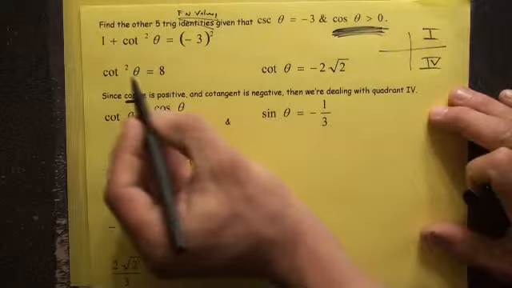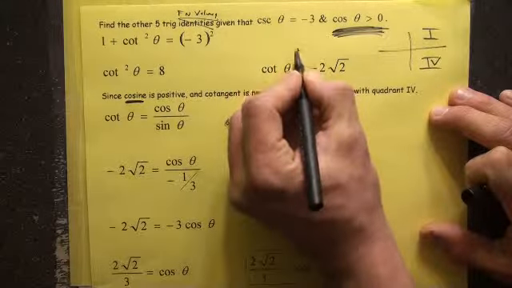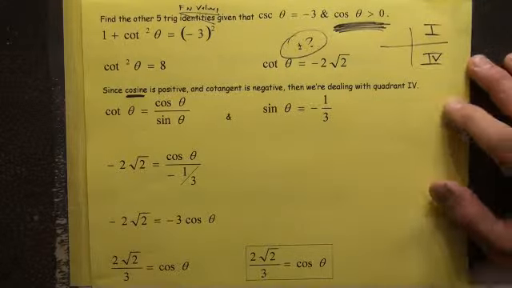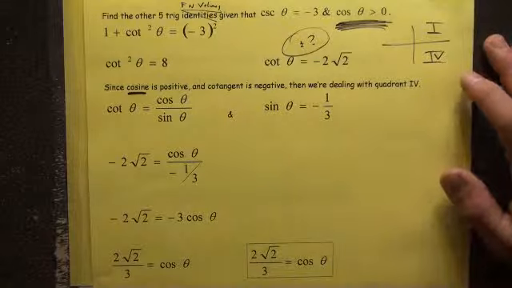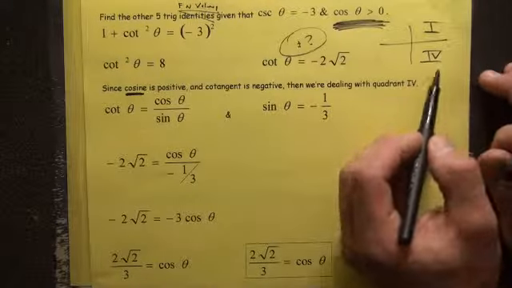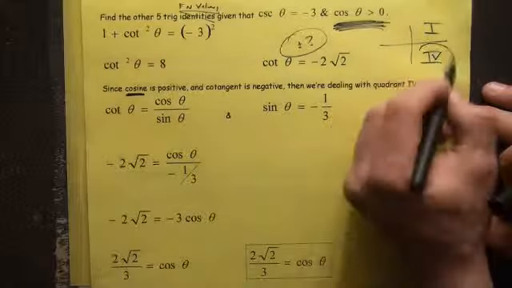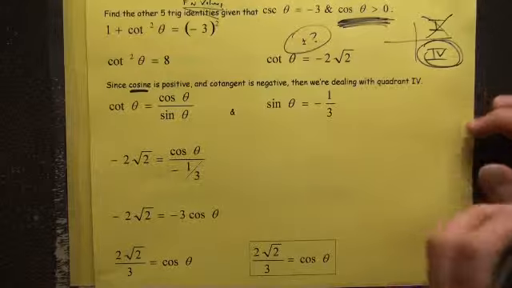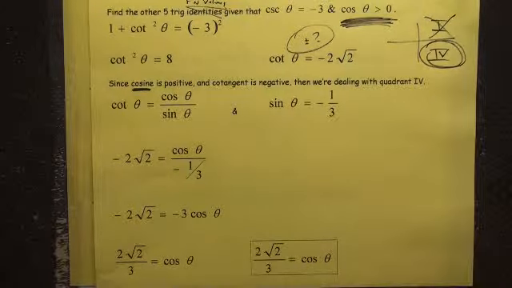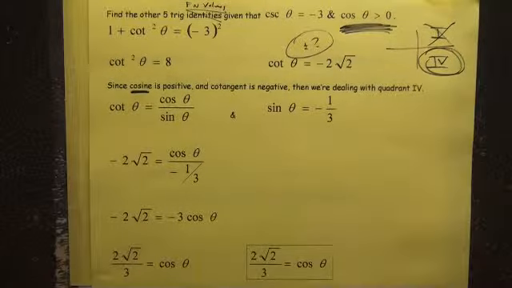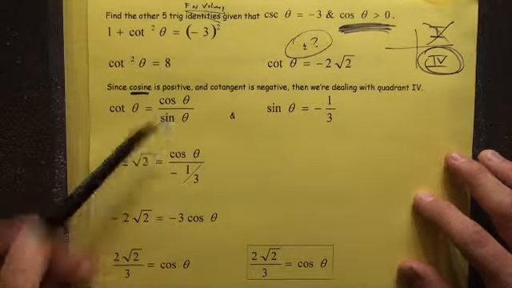So here's the deal. When we do this square root, it says plus or minus. So we're figuring out, is it plus or is it minus or is it both? Well, cosine has to be positive, so therefore we're dealing with 1 or 4. Then, because tangent's negative, we're only dealing with quadrant 4 because tangent's not negative in quadrant 1. Now, cotangent would be equal to cosine over sine because tangent is rise over run. Therefore, cotangent would be run over rise.